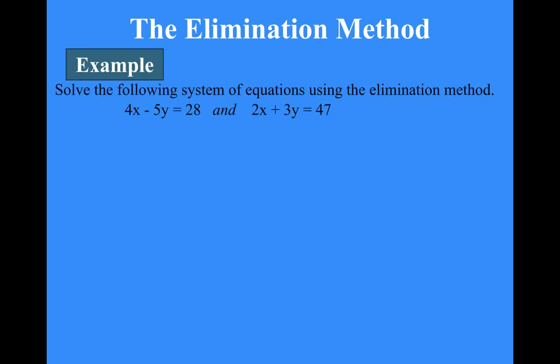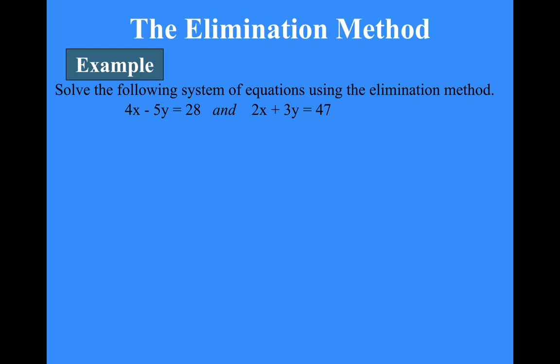So right now it says solve using the elimination method. I'm given the equations 4x minus 5y equals 28 and 2x plus 3y equals 47. So the first thing you're going to do is look at these two equations. Remember, you're trying to get rid of something by adding the two equations together. So what you should be doing is looking at the two equations and figuring out which variable you want to get rid of so you can solve for the other one.